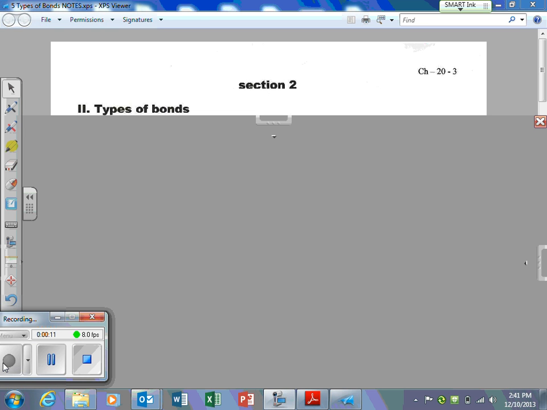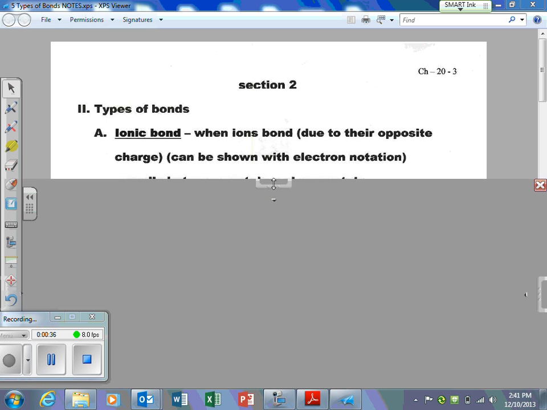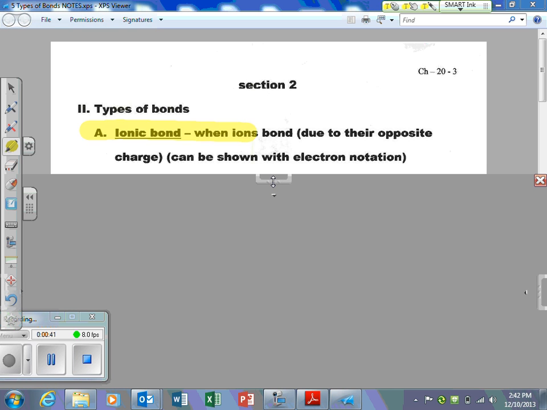And remember, it all has to do with what? Chemical reactions have to do with what specifically? Chemistry. Well, chemical reactions make compounds. Electrons. And what kind of electrons? Valence. Valence electrons, okay. So far, the kind of bond that we have been talking about are ionic bonds. Okay? So here's the definition of an ionic bond: it is when ions bond due to their opposite charge.